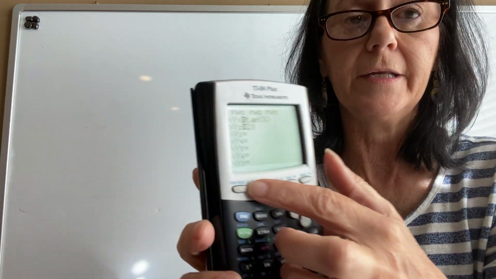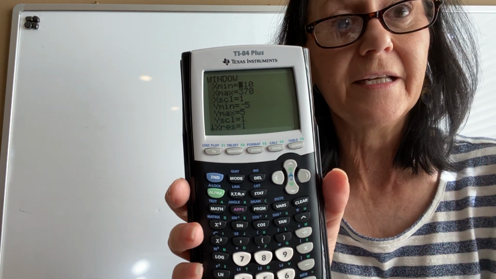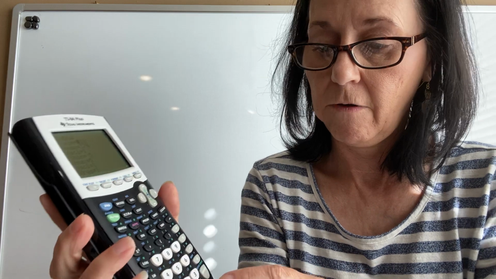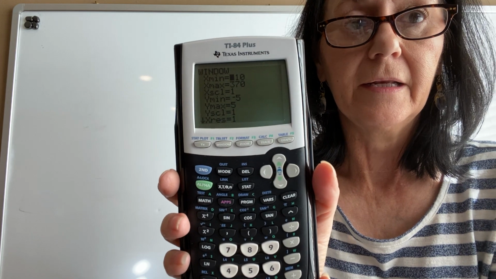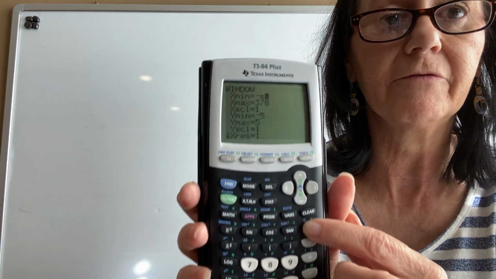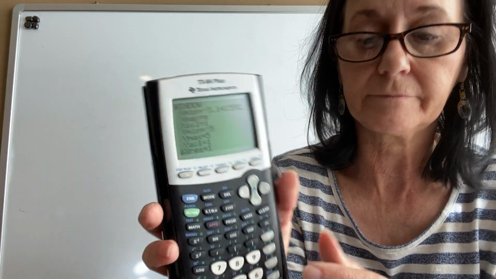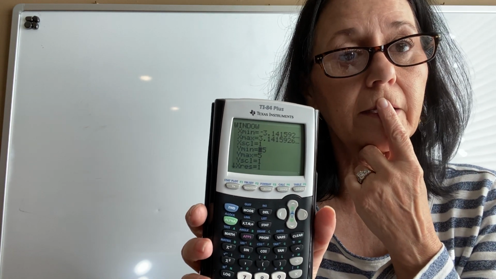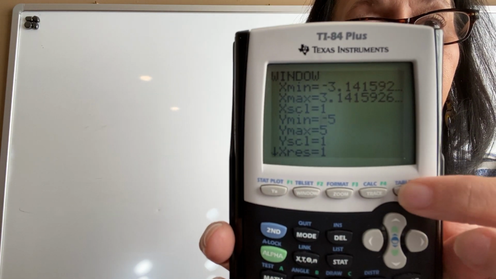All right, so if I go into my window, I always look at my window first. I want to set my window to negative pi over 2. I might just go from negative pi, actually. So negative pi, that might be easier. And it's just second and the caret for pi. And then I'm going to go to pi for my x max. Then for my y min, I want to see the 2. But I'm going to go ahead and leave it negative 5 to 5. And then graph it.